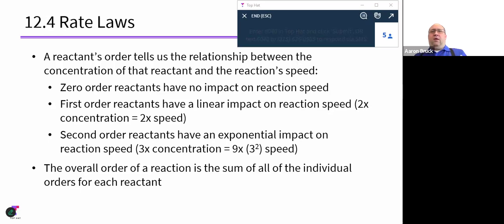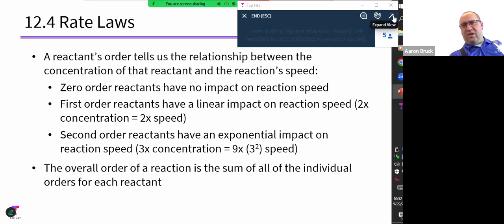Now, one other thing that we're going to talk about tomorrow is something called the overall order of reaction. The overall order of reaction is the sum of all of the individual orders. So if I have something that is zero order and first order and second order, then the total order would be 3, 0 plus 1 plus 2. Right, and this is where we're going to stop for today.